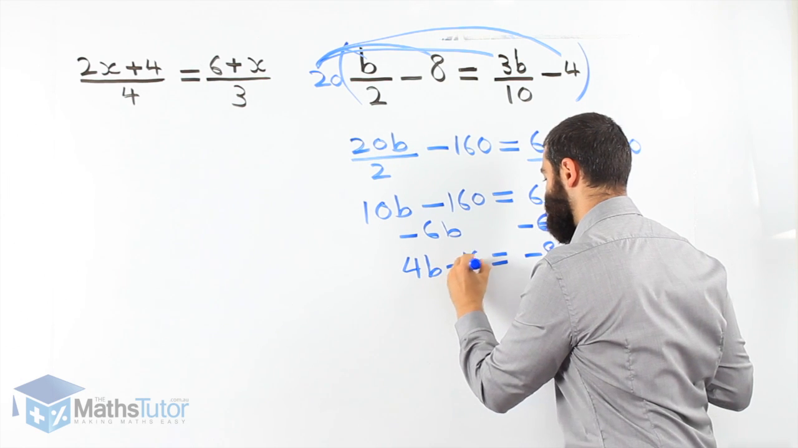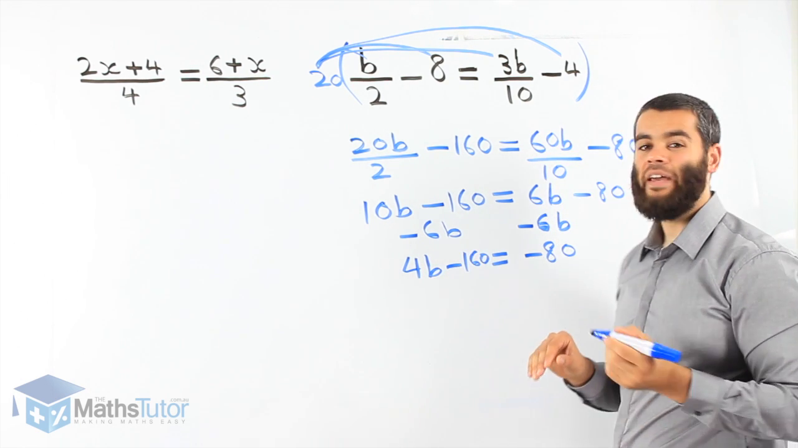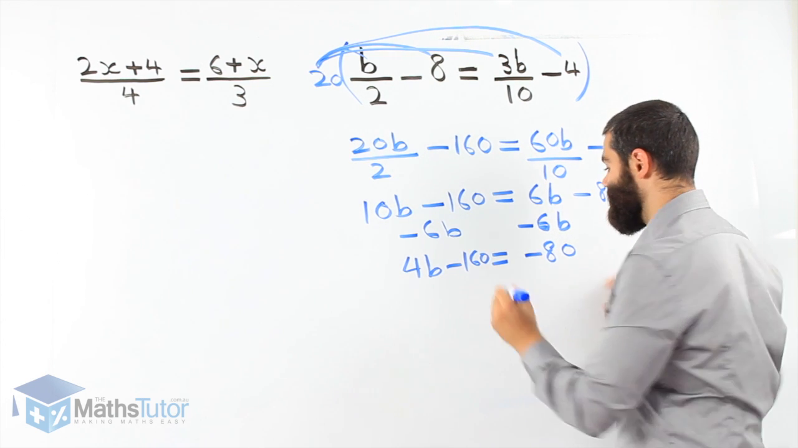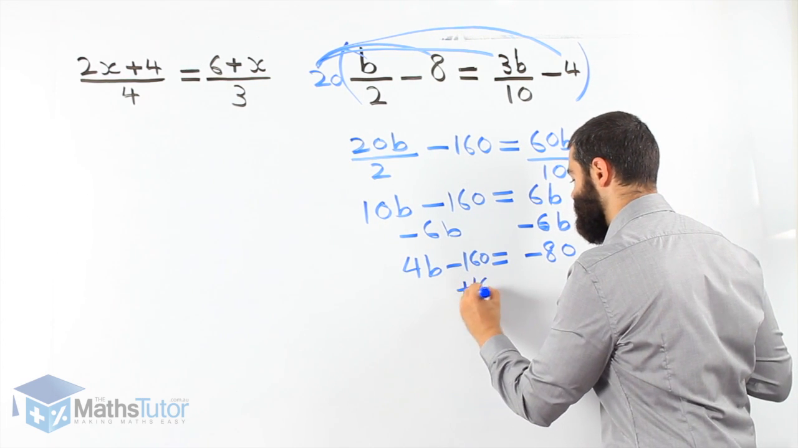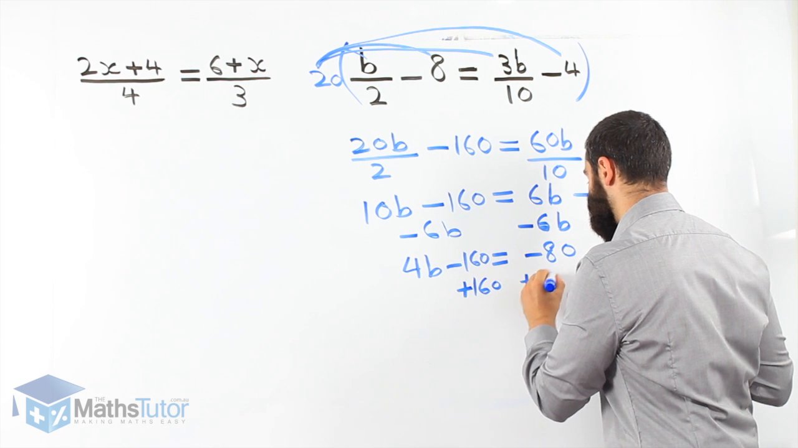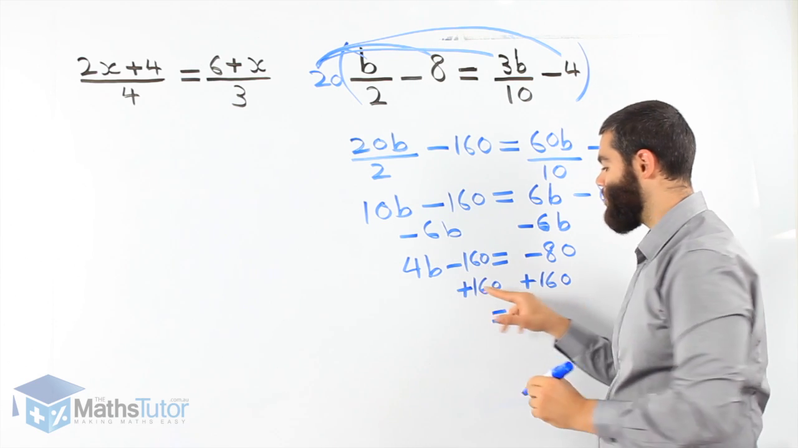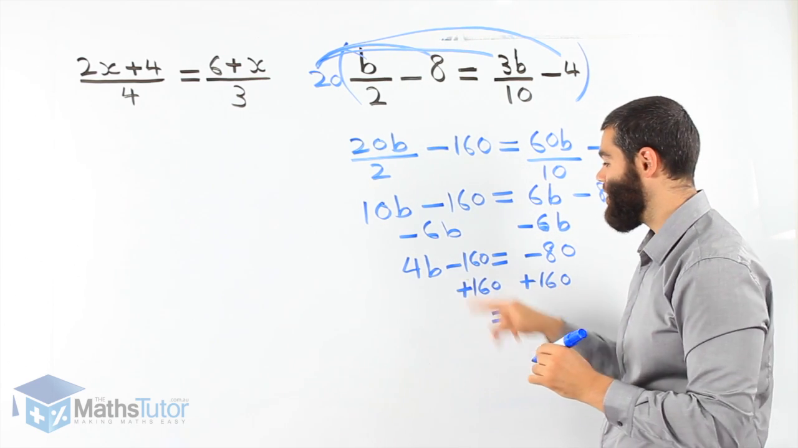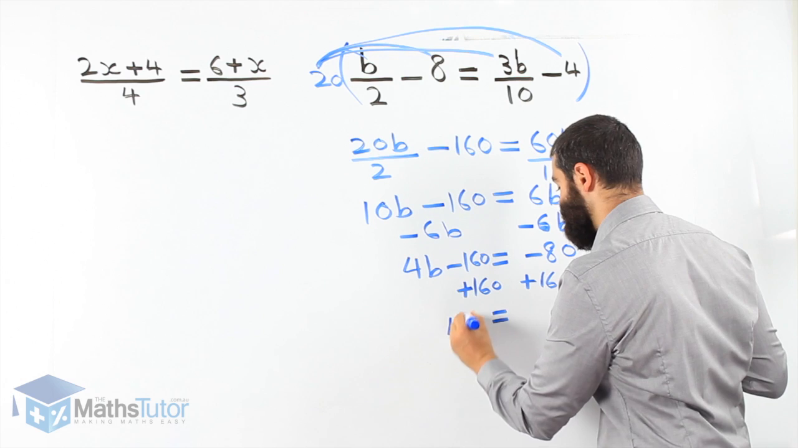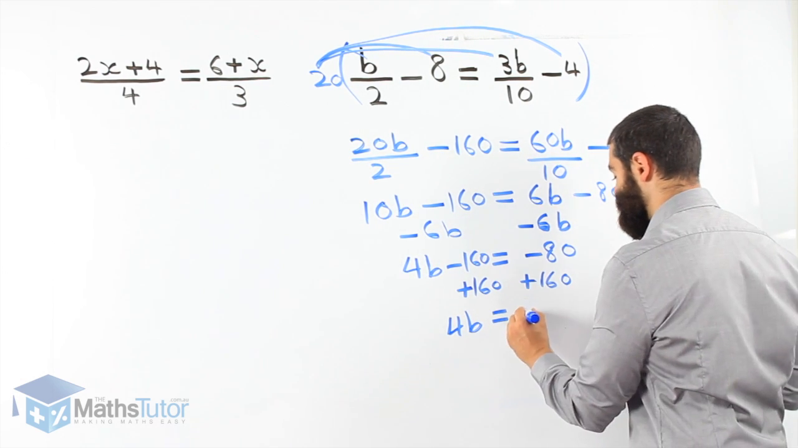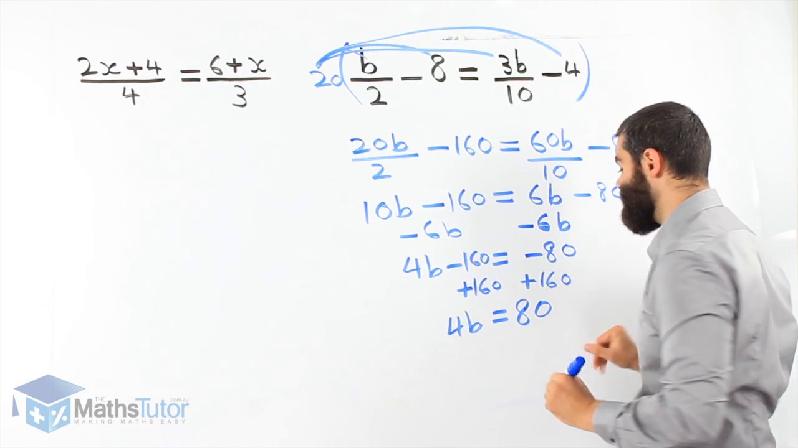minus 160. Now we have our basic equation. We have minus 160 becomes plus 160 and plus 160 here. Minus 160 plus 160 gone. See you later. 4b is left. And negative 80 plus 160 is positive 80.